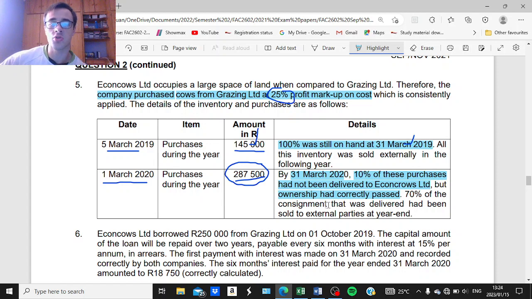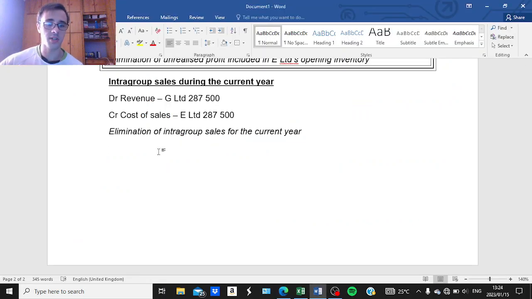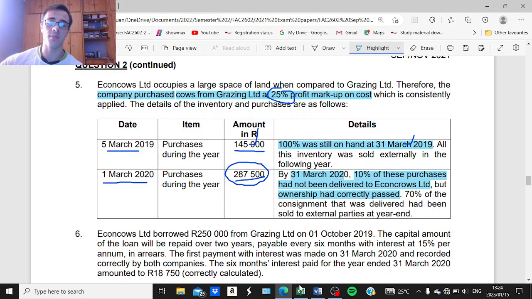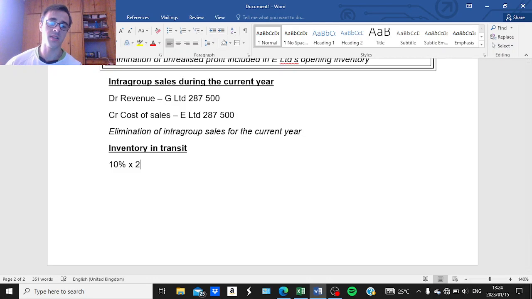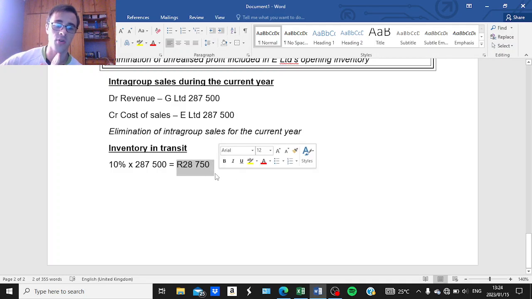because they have not received the inventory by year end. Okay, so the inventory that is in transit is not part of its closing inventory. So in terms of the inventory in transit, the value of that inventory is calculated as follows. We will just take the 10% that they have provided in the additional information, 0.1, and then multiply this by 287,500 because 10% of that value has not been delivered by year end. And this will give you 28,750.